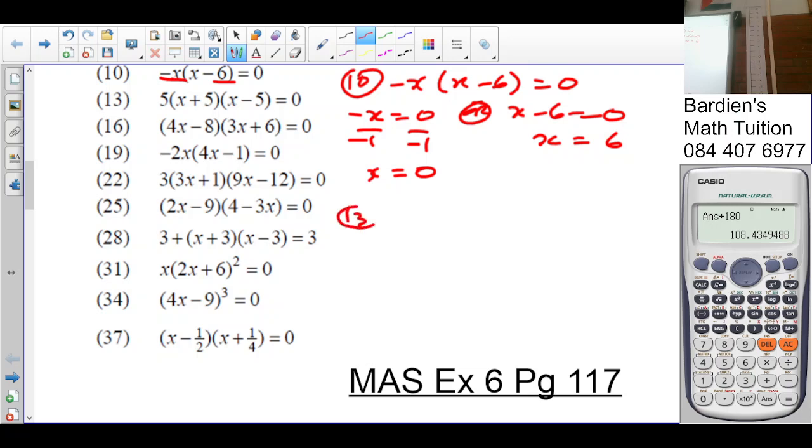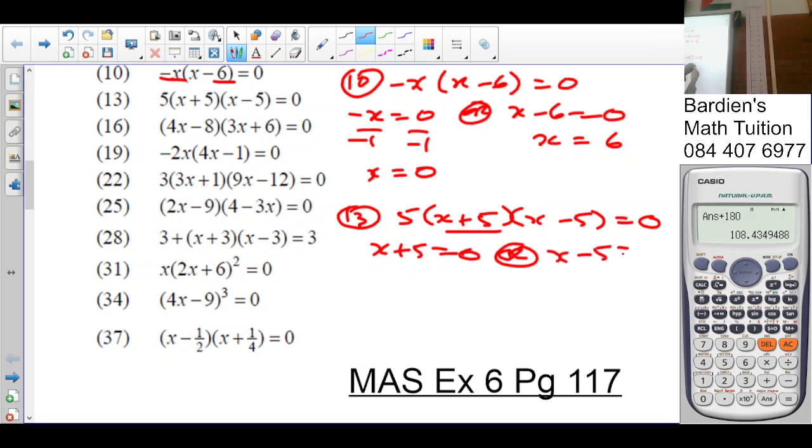So x is equal to 0 or x equal to 6. Let's look at 13. We've got 5(x plus 5)(x minus 5) is equal to 0. That 5 will never be equal to 0. So we've got x plus 5 is equal to 0 or x minus 5 is equal to 0. So x equal to negative 5 or x equal to?